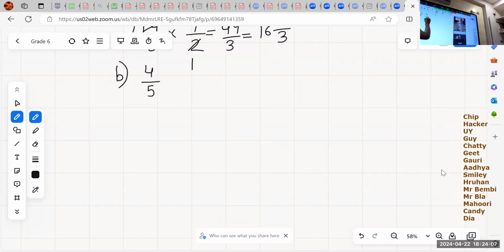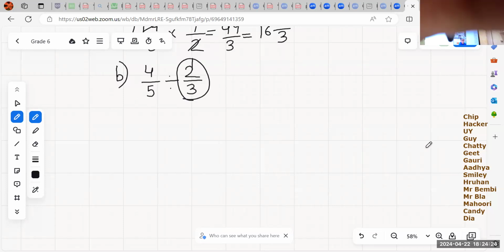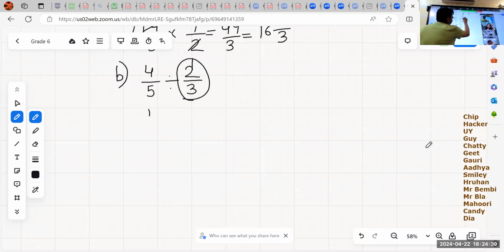Yes, division of fractions. For example, I have to divide 4 by 5 by 2 by 3. So this is my divisor, right? I will do the reciprocal of the divisor and then I will multiply. So the first step is divide changes to multiply, and the reciprocal of 2 by 3 will become 3 by 2.